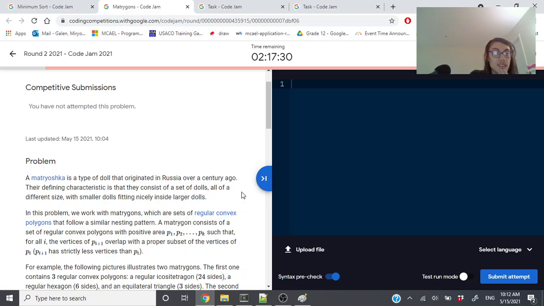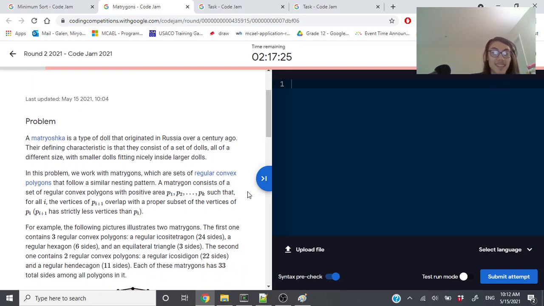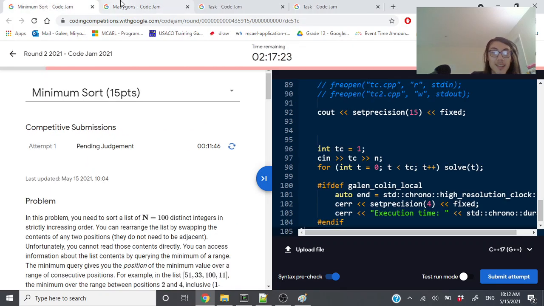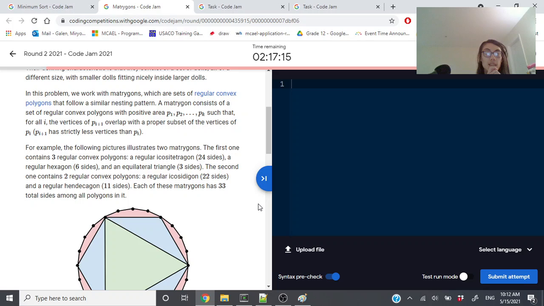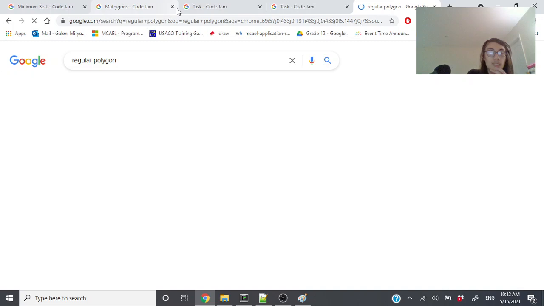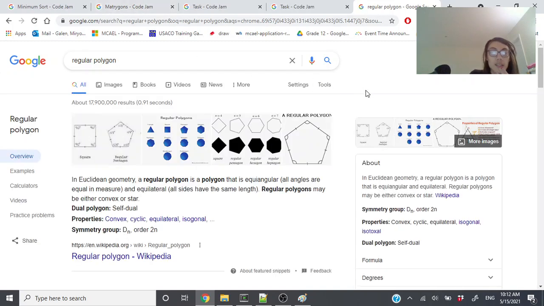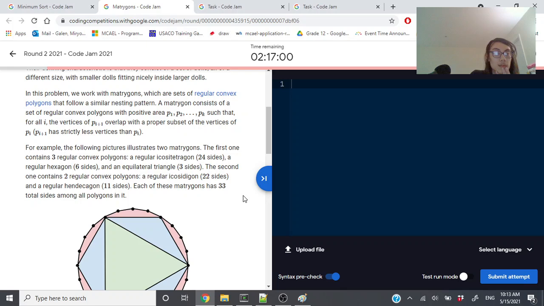Matrygons. Matryoshka is a type of doll that originated in Russia. Their defining characteristic... Interesting. Okay, it's geometry. Sets of regular convex polygons that follow a similar nesting pattern. Okay, a Matrygon consists of a set of regular convex polygons, such that regular is like they're all the same size, right? Wait. A regular polygon is equiangular, yeah, equilateral. Okay, cool.